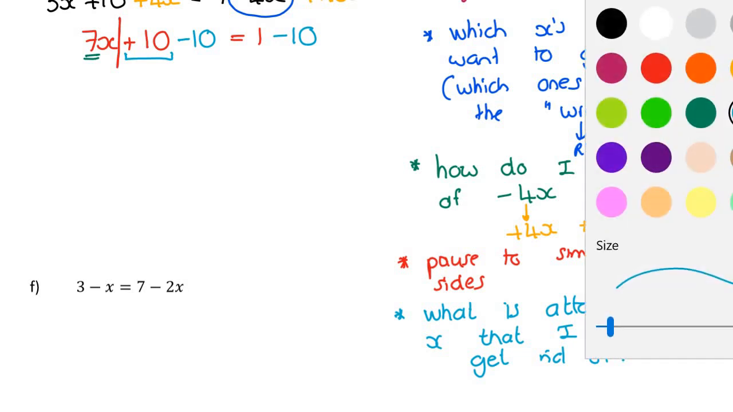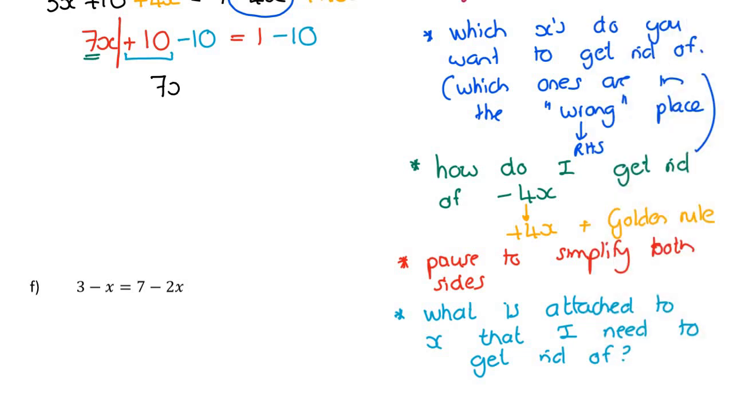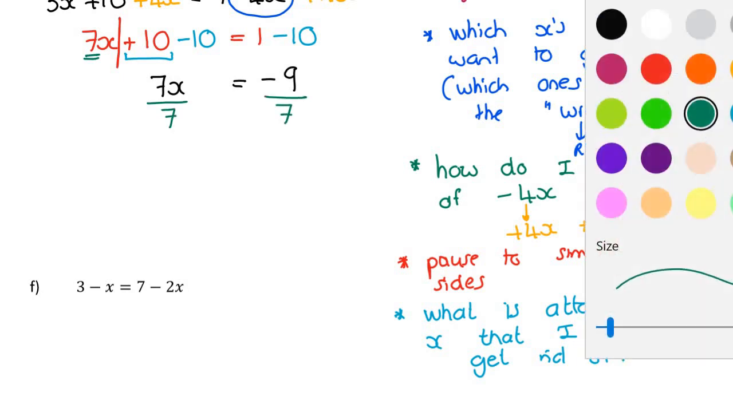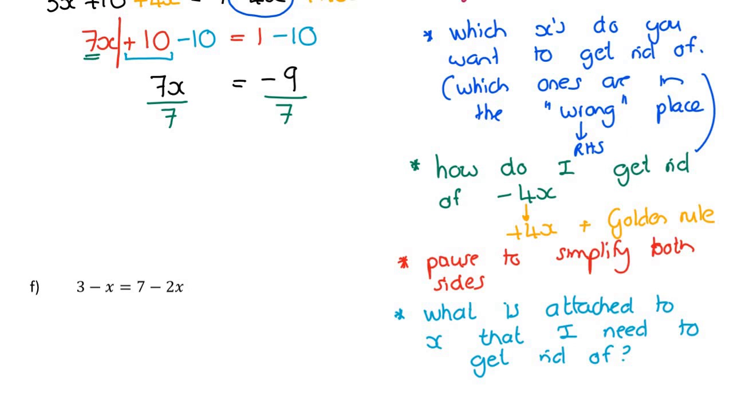So I land up with 7x only, and that equals negative 9. And now how do I get rid of the 7? Well, I say, how is that 7 attached? And I divide by 7 on both sides. So 7 divided by 7 is 1, so I land up with just x. And the other side I get minus 9 over 7, which doesn't simplify. Now again, don't freak out if you get a fraction answer. It's completely acceptable and expected because we try to make these questions ones that you can't guess.